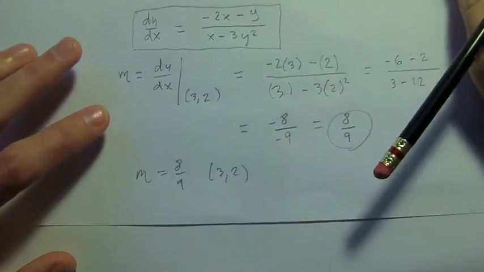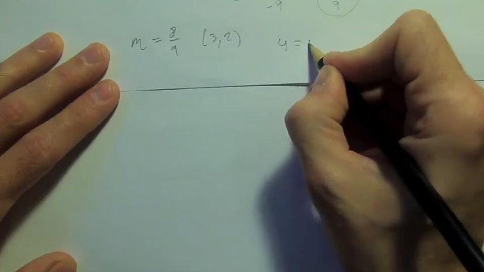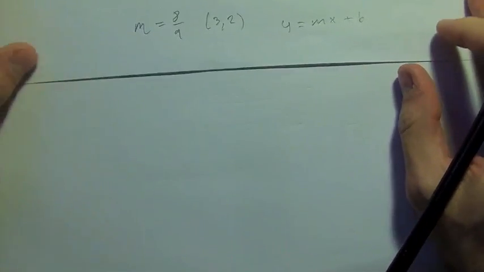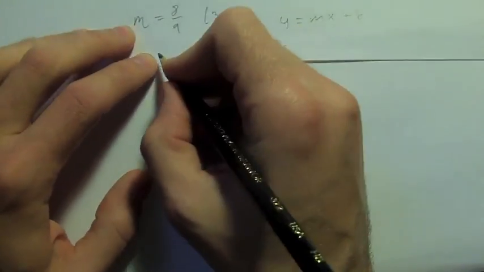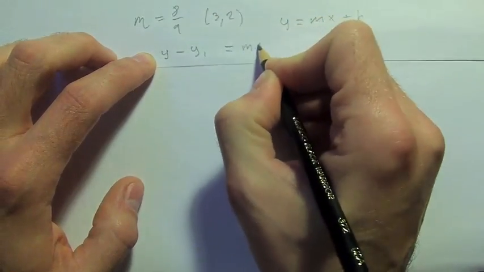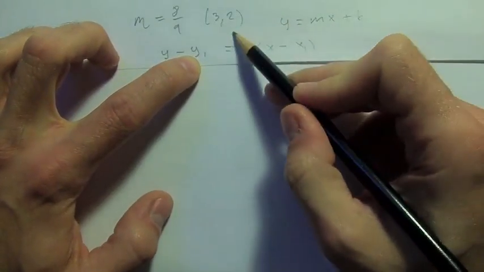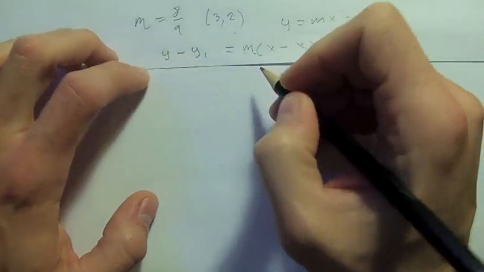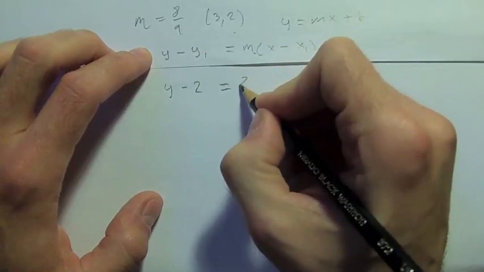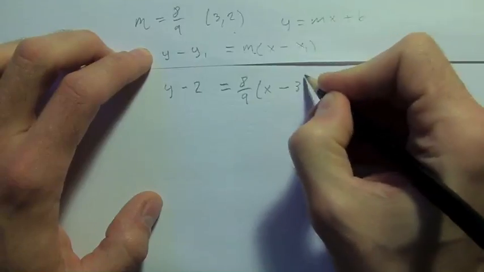You can either use the y equals mx plus b form, or another form you can use, which I haven't done in a lecture yet or in an example, so let me go ahead and do that. You can also use the point slope form, y minus y1 is equal to m times x minus x1, and you fill in the y1 and x1 from the point, and the slope, of course, from the slope. So you will get y minus 2 is equal to 8/9 times x minus 3 is the x value.